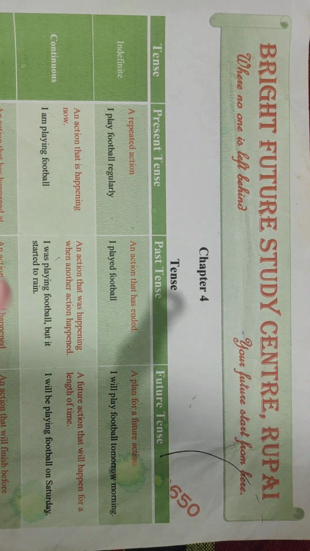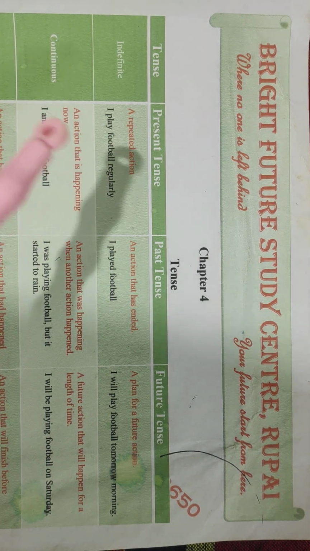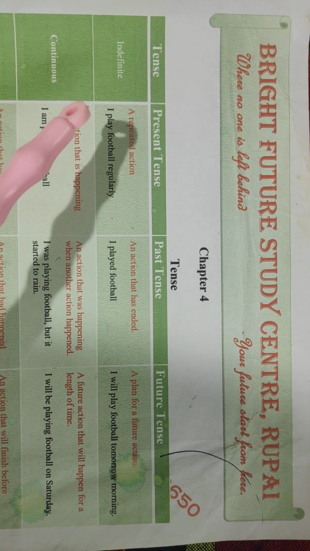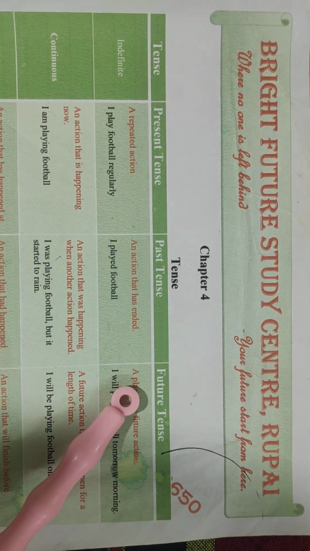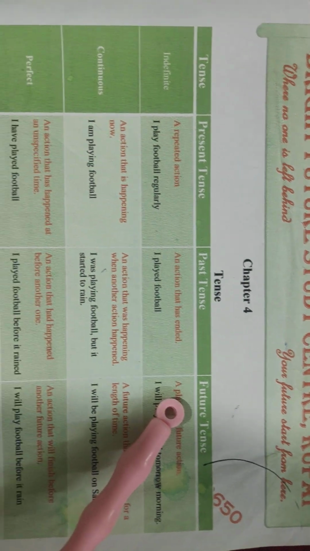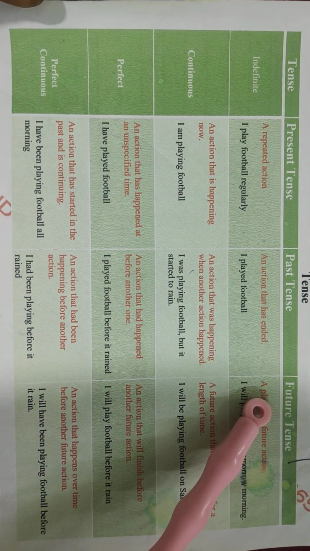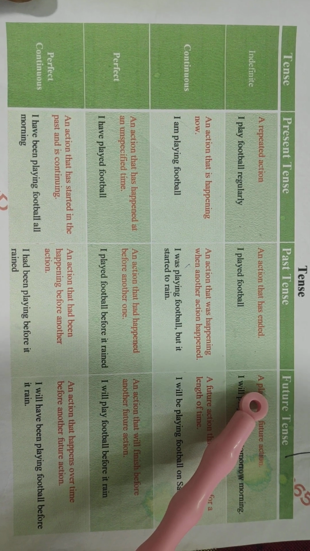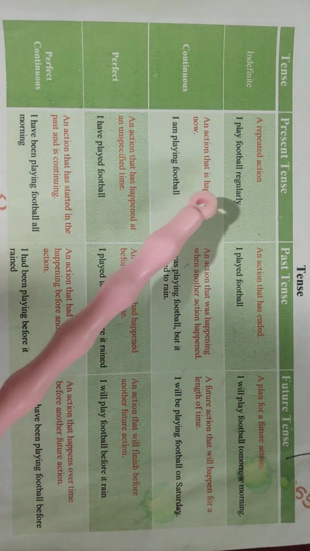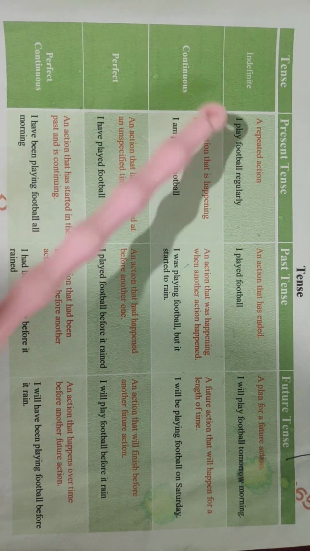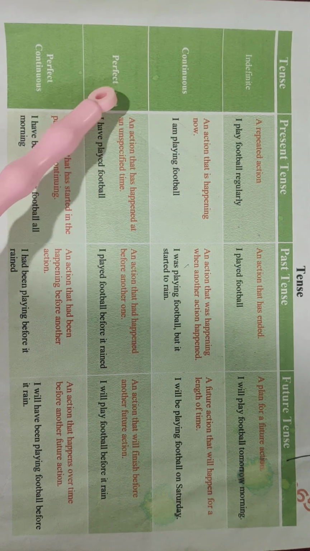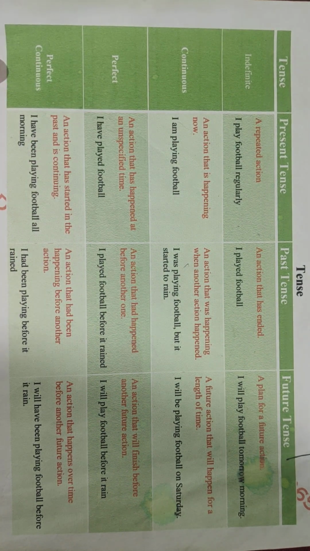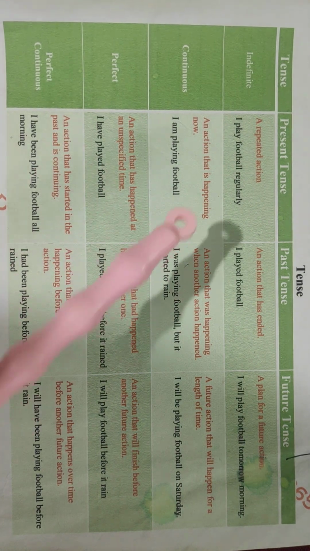Friends, the three main tenses we have already seen, that is present tense, past tense, and future tense. These tenses are again subdivided into four types. That is, present tense is again subdivided into indefinite, continuous, perfect, and perfect continuous. So let's see with examples.